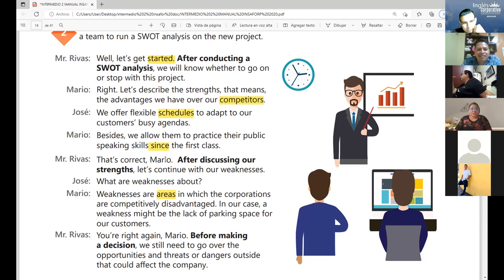What are witnesses about? Witnesses are areas in which the corporation are competitively disadvantage. In our case, our witness may be the lack of parking space for our customers. You're right again, Mario. Before making a decision, we still need to go over the opportunities and threats or dangerous upside that could affect the company.